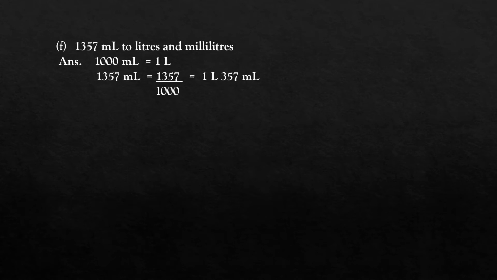Now see the number of zeros in the denominator, that are 3. Now count 3 digits from the right hand side on the numerator, that is 357. This will be your milliliter and the number before it will be your liter, that is 1. So the answer is 1 liter 357 milliliter. Always write the bigger unit first and later the smaller unit.